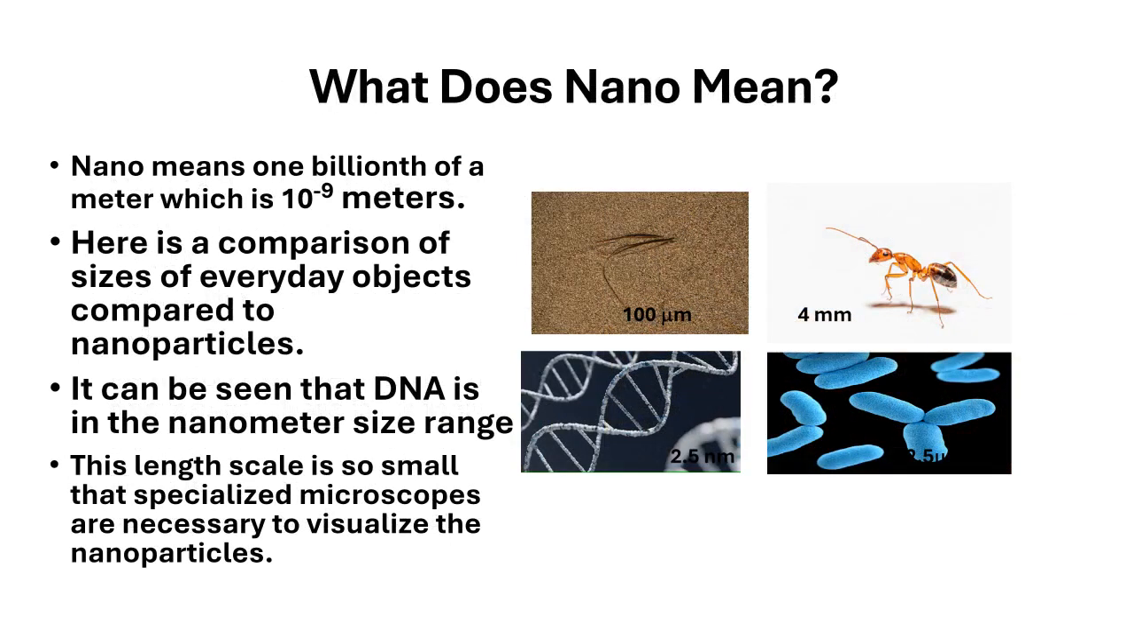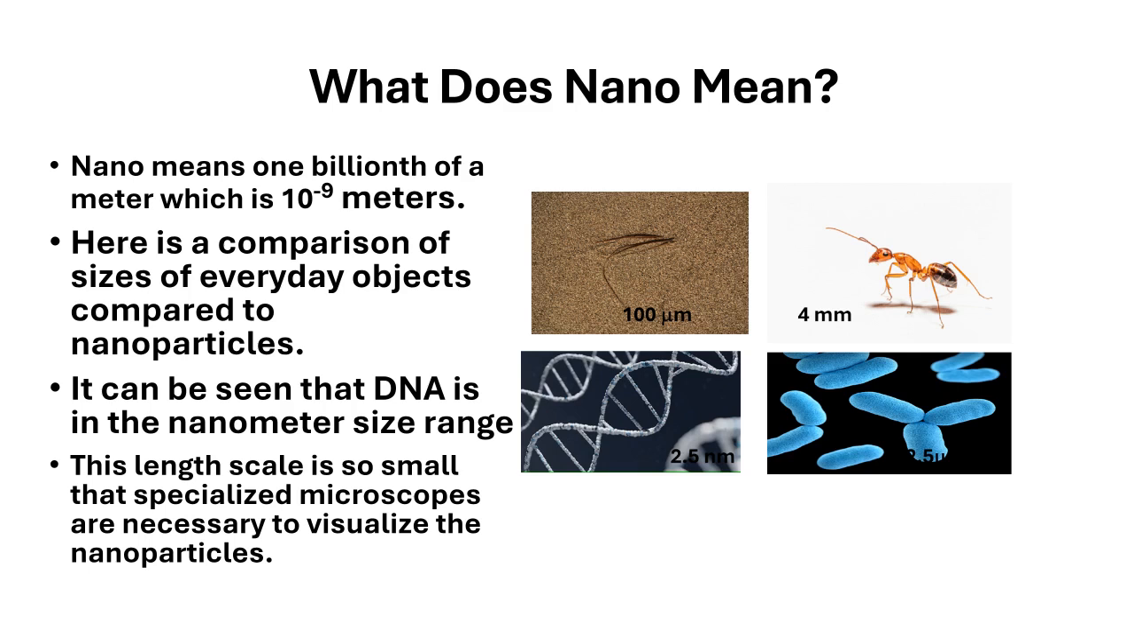Now, the question is, what does nano mean? The definition of a nanometer is 1/1000th of a meter. Let us put this into perspective. See the four figures on the right. The first one is human hair, which has a size of 100 micrometers, and the next figure on the right is a picture of an ant which is approximately 4 millimeters in size.